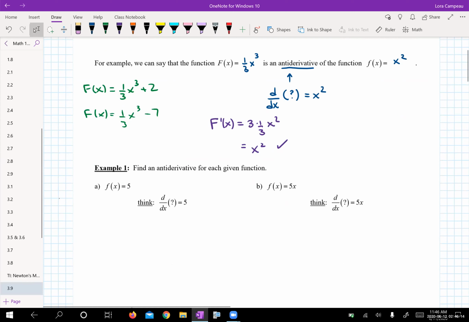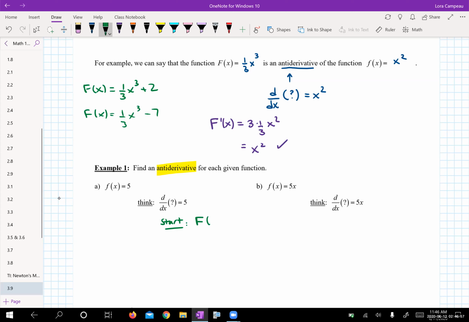So let's start off with some of the rules we already know. Again, we're looking for antiderivatives, so we're actually looking at the opposite of what we've been doing the last 2 chapters. We're going to look at f of x equals 5. I'm thinking, the derivative of what is a constant? Sometimes if you want to get your brain moving, I might say, well, I know that the derivative of a linear term should be a constant.